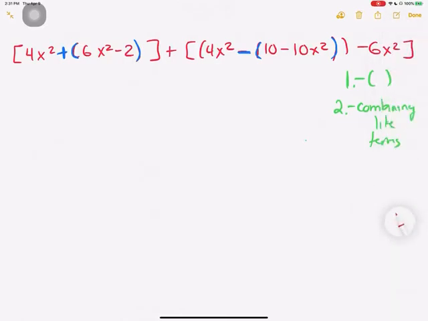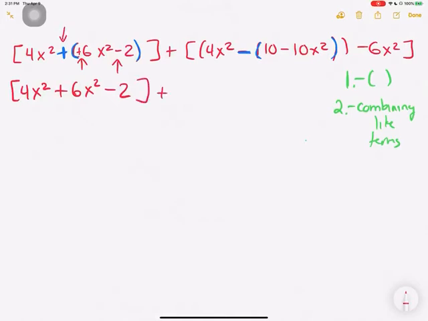If you have a positive sign in front of a parenthesis, that means that every number has to retain its sign. So this number over here is originally positive, so it has to remain positive. The second number is originally negative, so it has to remain negative. This is because I have a positive sign in front of the parentheses.